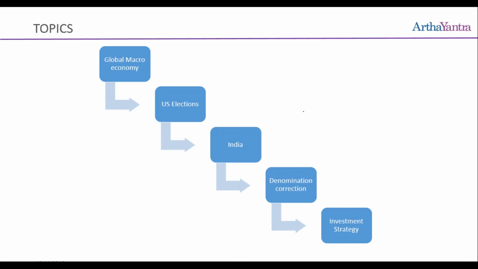Going straight in, we will look at the global macroeconomy, how it has performed over the last month, and a special look at how the US elections have impacted the global economy as such. We will look at India and a feature unique to India over the last week, which was the denomination correction, where the government of India had withdrawn the 1,000 rupee and 500 rupee notes. Post this, we will arrive at our investment strategy.